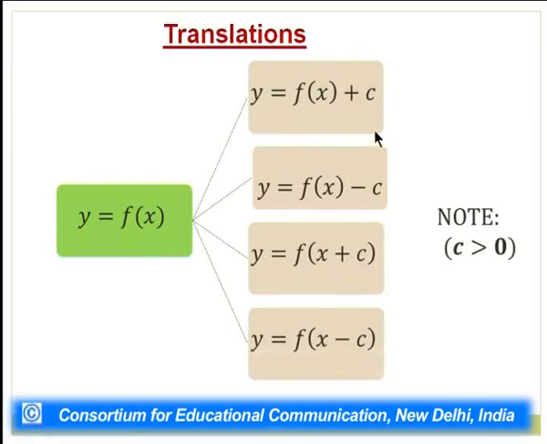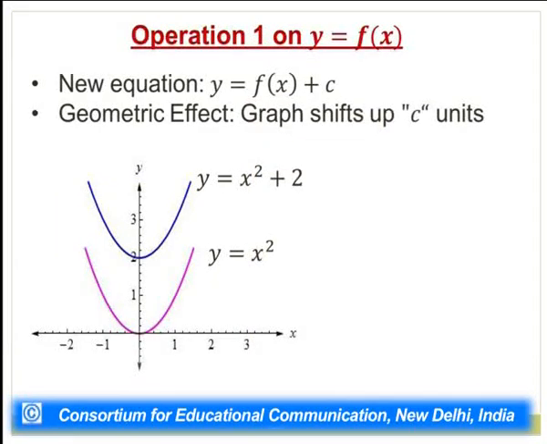So in particular, we will talk about how we can obtain the graph of f of x plus c and the graph of f of x minus c from the original graph, which is given by the equation y equal to f of x. And here please note that c is a positive constant. So let's start talking about these translations.